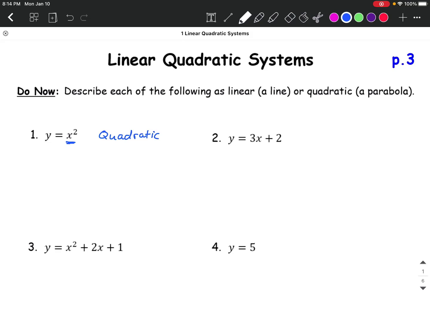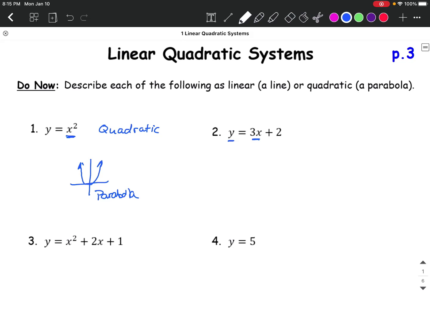When you graph a quadratic, you get a parabola that looks like this. It's got a little U shape to it. Okay. Notice here, you just have a y and an x. Nothing is squared. That's a linear function.